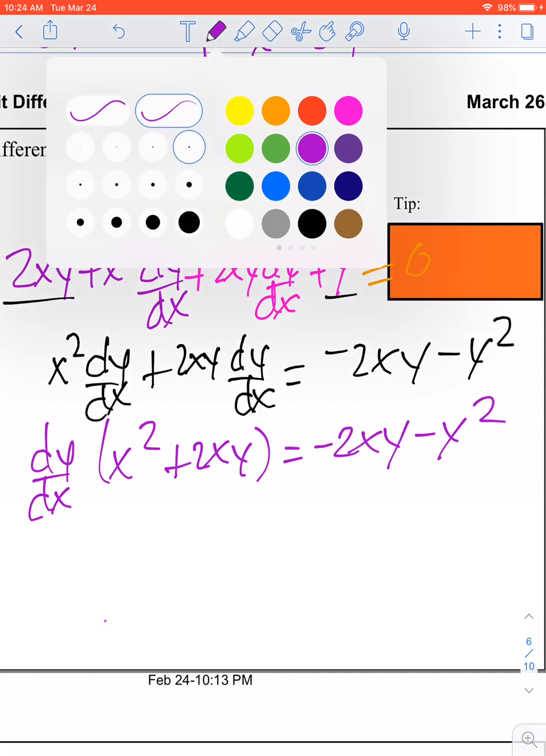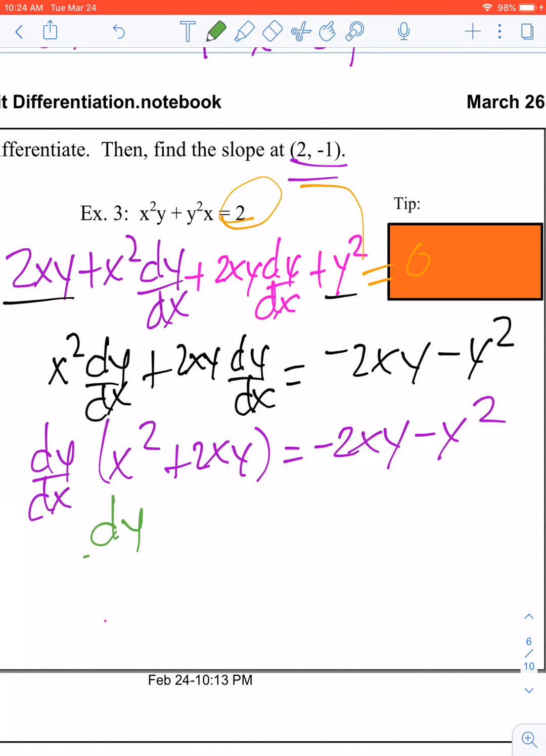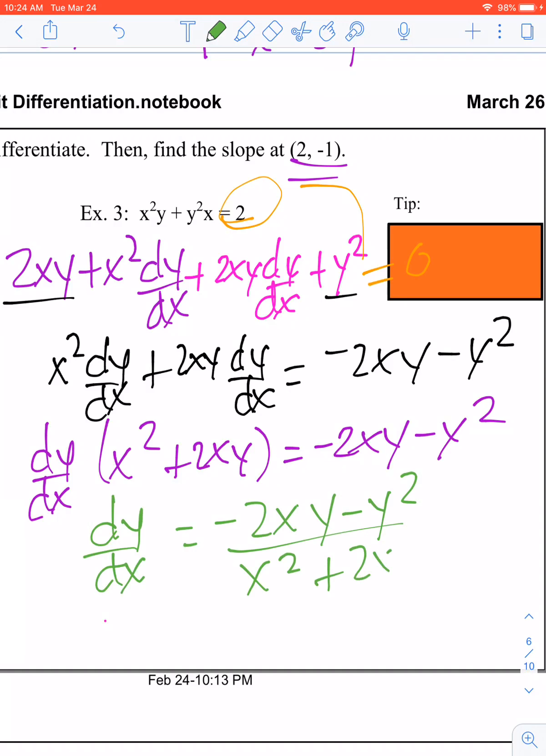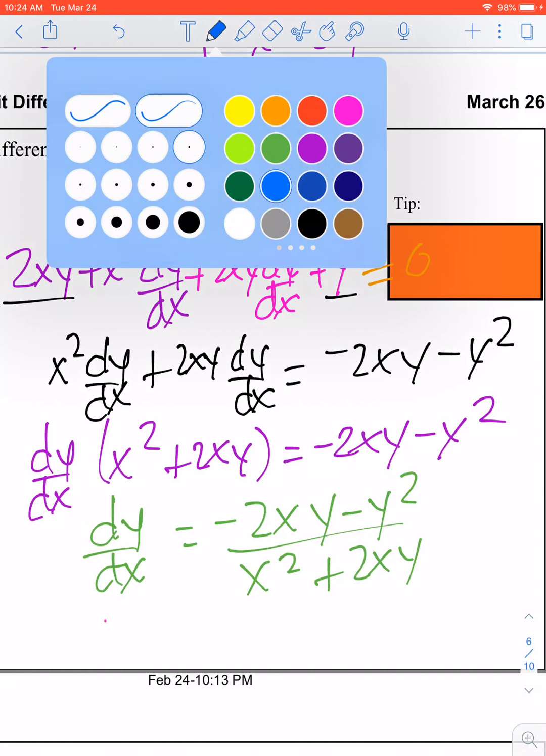And step 3, I'm going to divide both sides by whatever's in that parentheses. Once you start practicing, you should kind of see the formula or the pattern and how the algebra works every time. This question, though, I'm not done. This question wanted, what is the specific slope at (2, -1)?